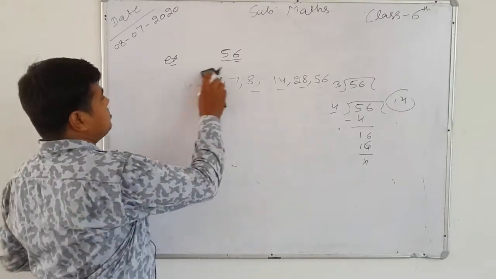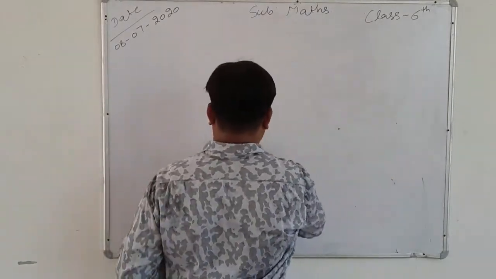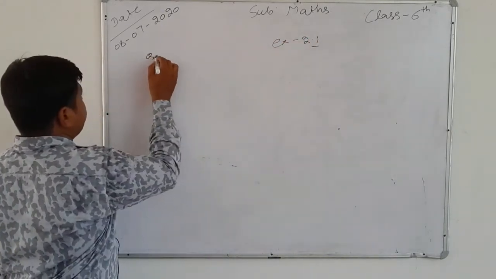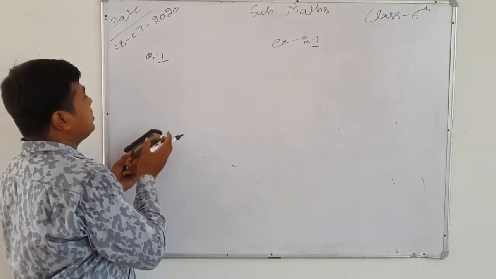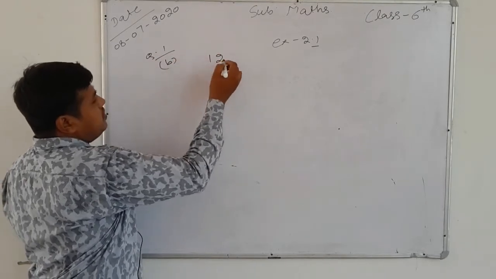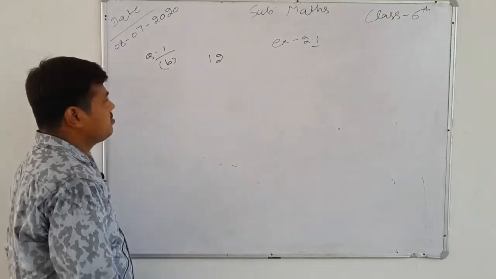So now we have to start exercise 2.1. The first question we have discussed. Let's take the second question. Question number 1, B part. We have to find the factors of 12. How will we find them? Let me see.